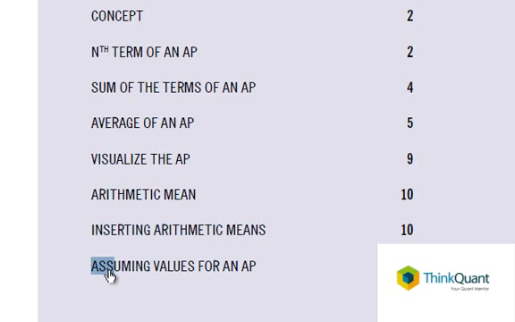We'll also learn another technique of dealing with problems in arithmetic progression, geometric progression, sequences and series, in all those topics, which is about assuming values. You can actually assume values, and this technique can be used in solving a lot of problems which come in these topics.